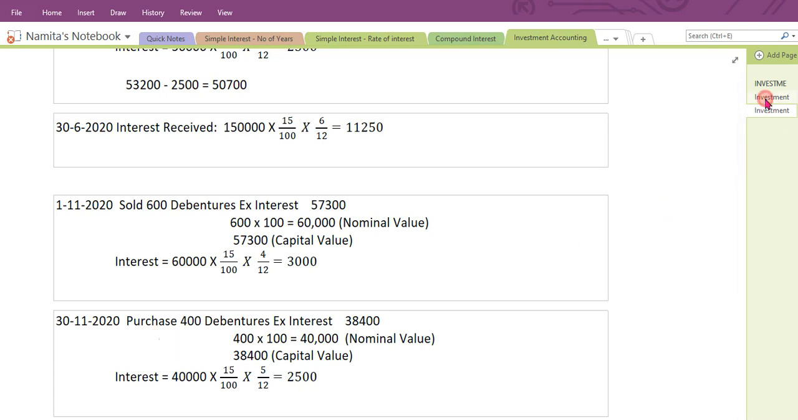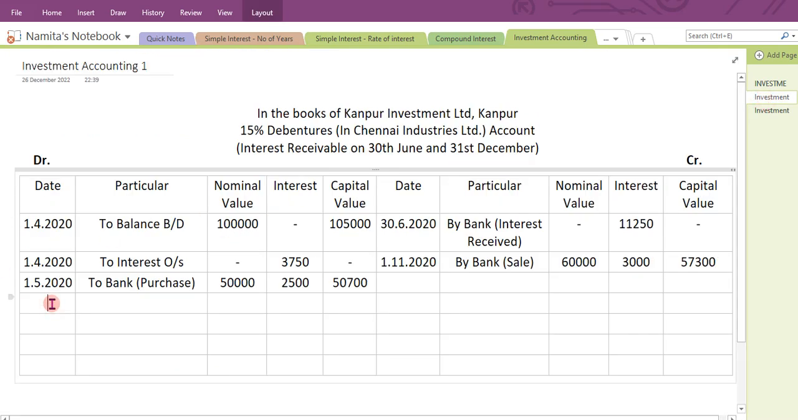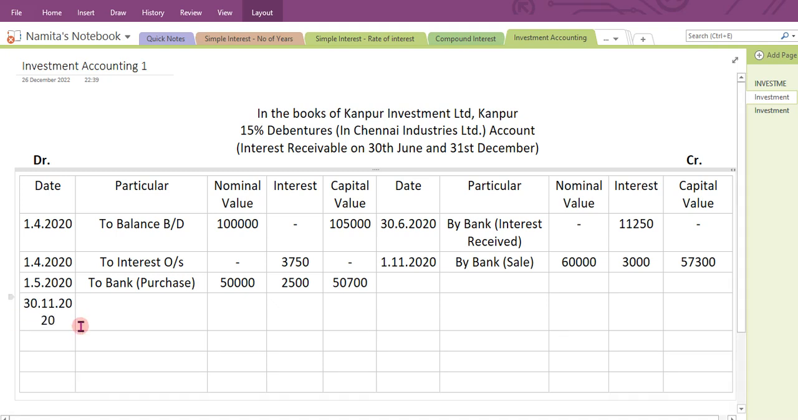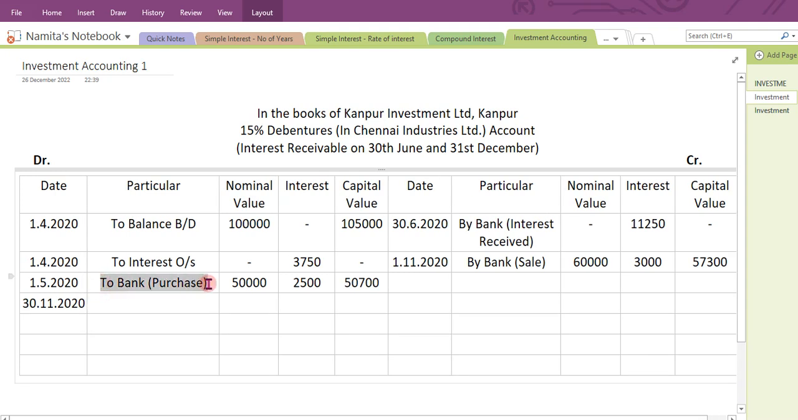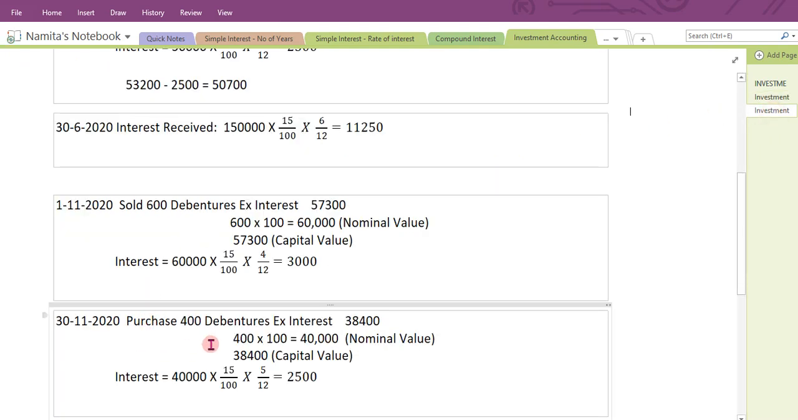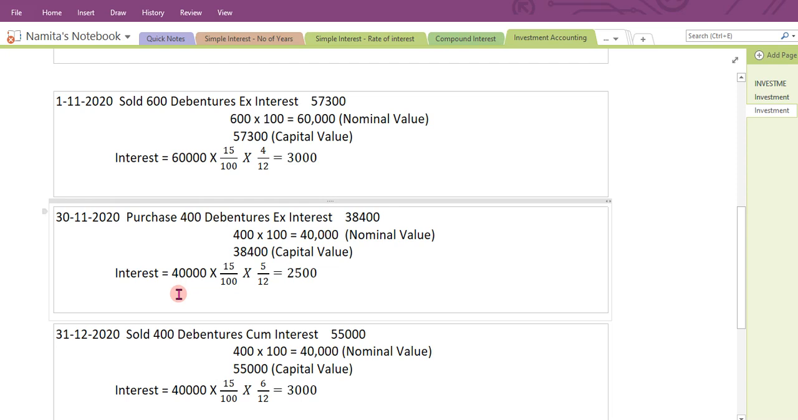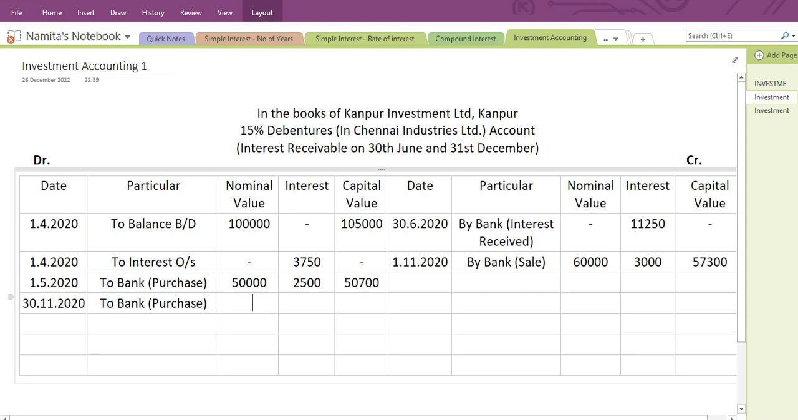Now this is the purchase entry, so we will write it on the debit side. 30 November 2020, to bank, purchase. So nominal value is 40,000, interest is 2,500, and capital value will be 38,400 because it is ex-interest. So keep the value as it is: 40,000 nominal value, interest 2,500, and as this purchase is ex-interest, the capital value will be as it is, 38,400.